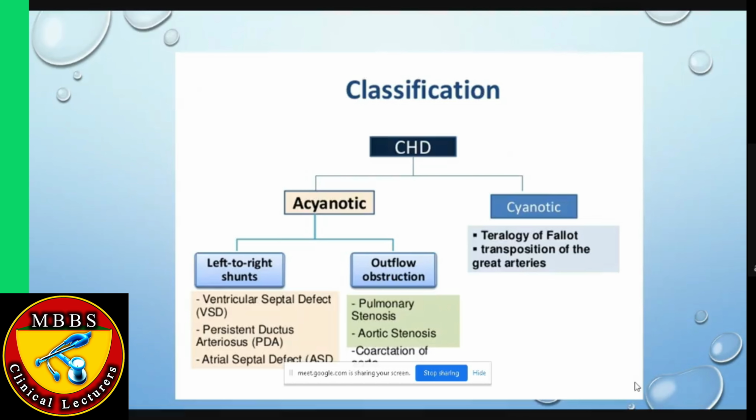When there is a shunt abnormality, that is, a left to right shunt, these are under the headings of the VSD, the ventricular septal defects, the atrial septal defects, and the patent ductus arteriosus. When we talk about the outflow obstruction, there are the stenoses, that is the pulmonary stenosis, the aortic stenosis, and the coarctation of the aorta, which comes under the category of the outflow obstruction.